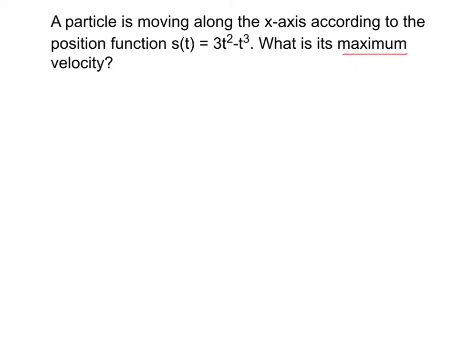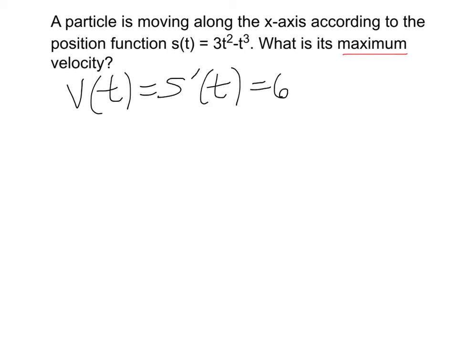And the function we want to maximize is not the function that's given to you, s of t, but the function we want to maximize is the velocity. And the velocity, v of t, is obtained by taking the derivative of the position function. So that's equal to s prime of t, 6t minus 3t squared. I want to maximize v of t.